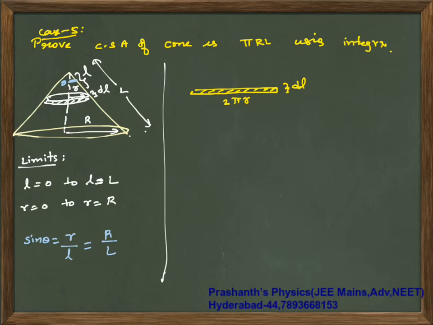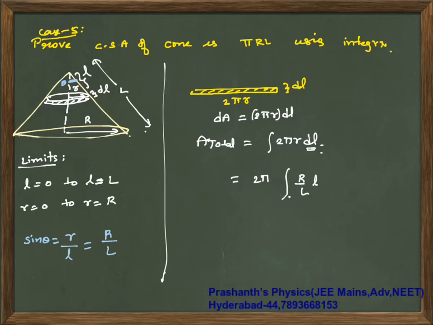So your small area dA is 2 pi r into dl because it is in the shape of a rectangle. Your total area is the integral of 2 pi r into dl from r equal to 0 to r equal to capital R. You can do it, but here the problem is you have limits in terms of L, so that will give you 2 pi times the integral of r, which means capital R by capital L into small l into dl, from l equal to 0 to l equal to capital L.